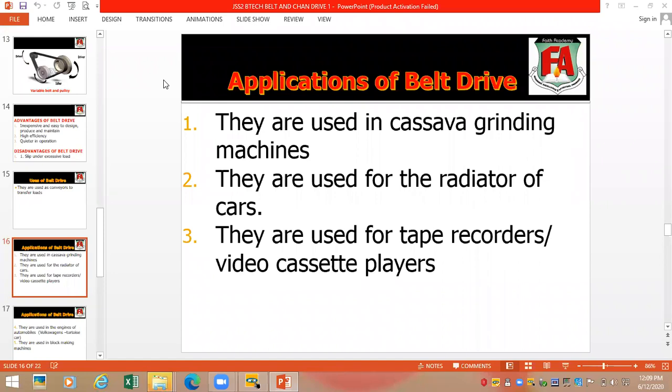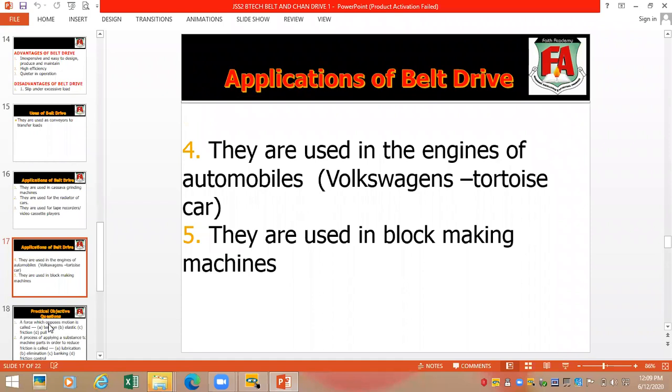Okay. You can see the applications, right? Now, number three, they are used for tape recorders and video cassette players. Number four applications.